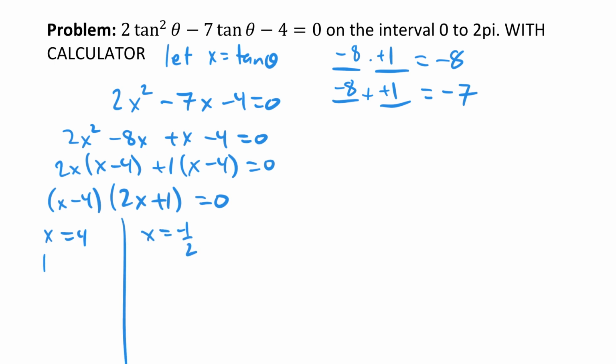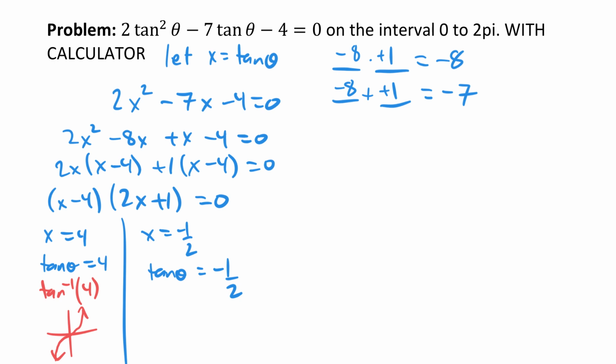And then, of course, go back to tan. So tan theta equals 4, tan theta equals negative a half. Now, in this case, when you do tan inverse of 4, you're not going to get an error because tan, unlike sine and cos, is allowed to take on any value. If you remember the quick sketch of tan, it's all the way down at negative infinity and all the way up at positive infinity. And then, of course, there's the asymptotes. So tan actually takes on any value, so there's no issues with tan.